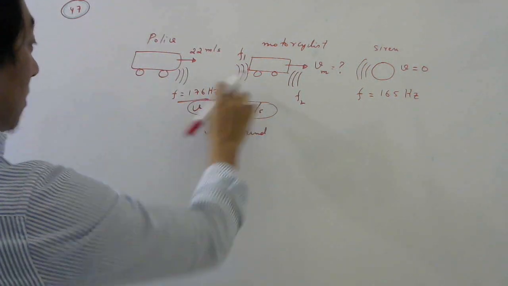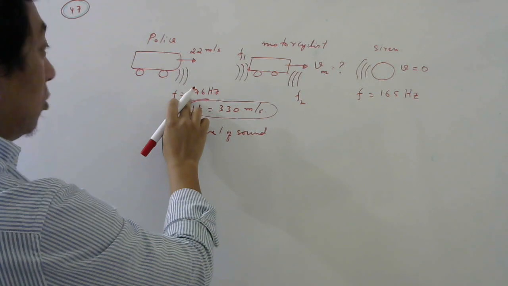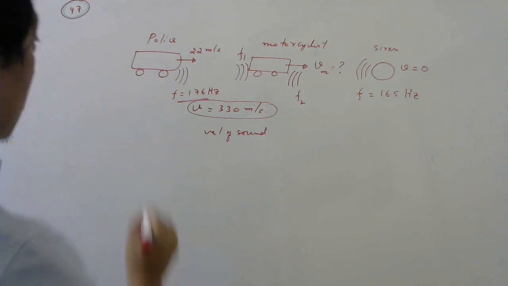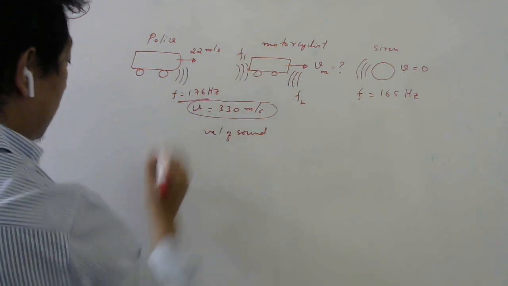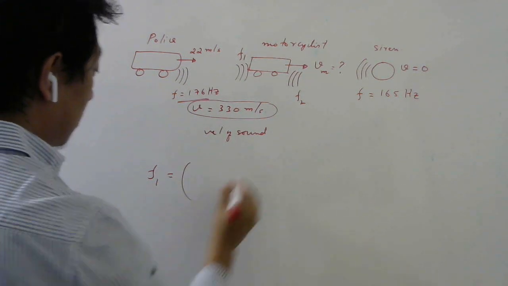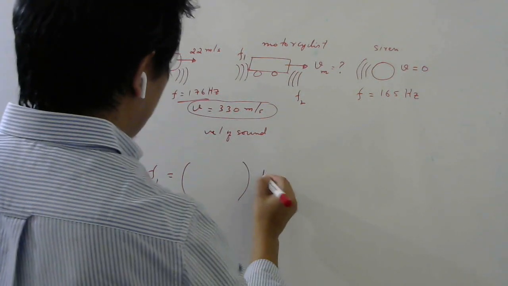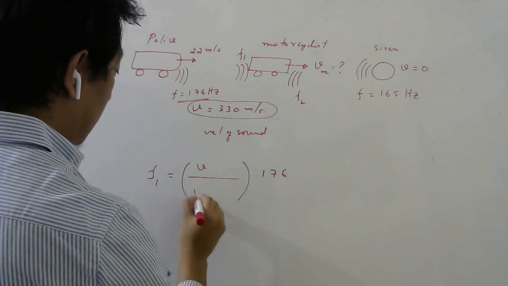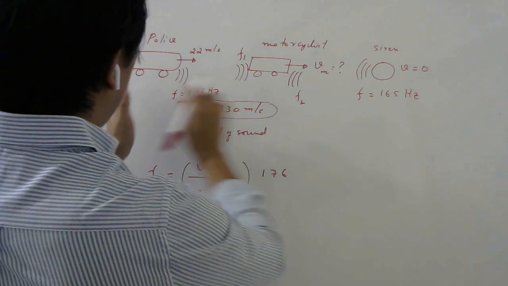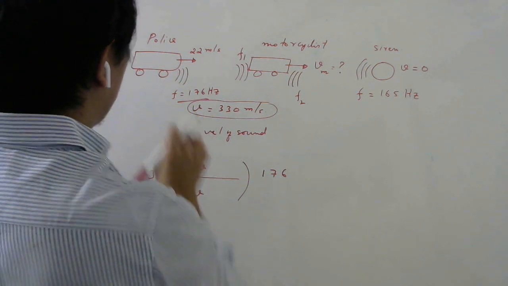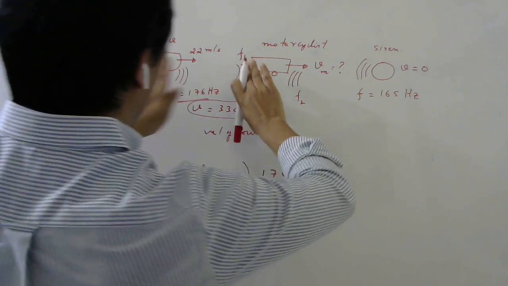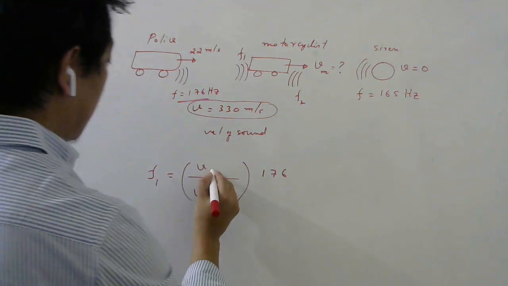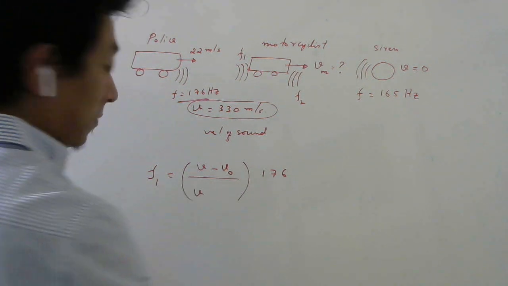Will that f1 be the same as 176 hertz? No, because there is relative motion between police and motorcyclist. So what is the formula for f1? Actual frequency is 176. Velocity of sound v. Now, which is the observer and which is the source? This is the observer, which is going away. Away means frequency should decrease, so I should write minus VO.